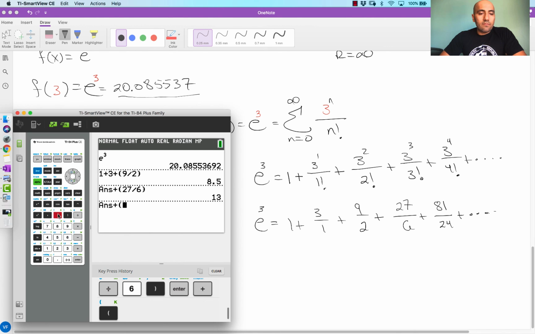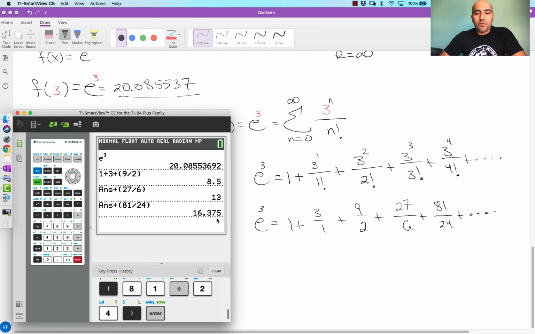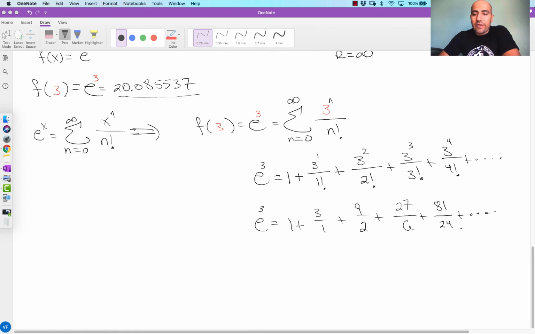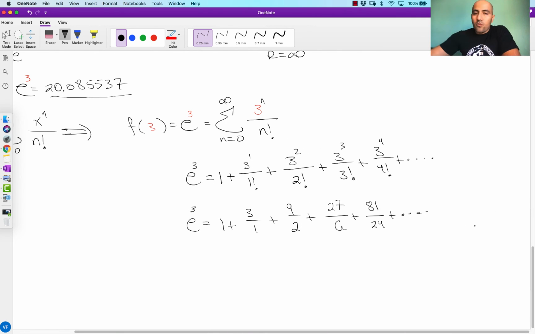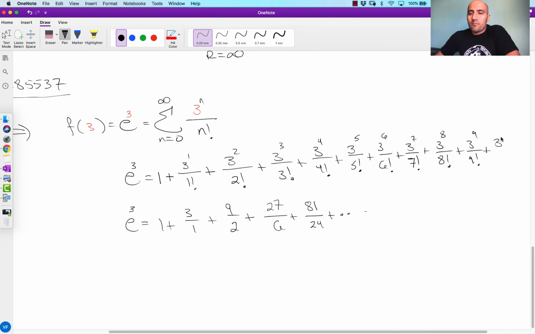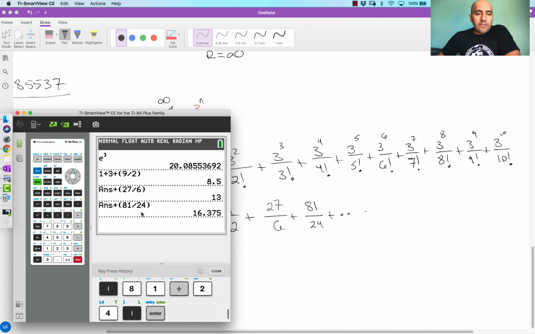Plus, the next term is going to be 81 divided by 24. Enter. Okay, so I'm getting close, maybe a couple more terms. So let's go back here and expand this a little bit more so we get a little closer to the 20.08. Okay, so expanding this a few more terms. We already had out to the fourth one, 3 to the 4th power. So we're just going to start adding some of these extra ones and see that we eventually get close to the value we wanted.